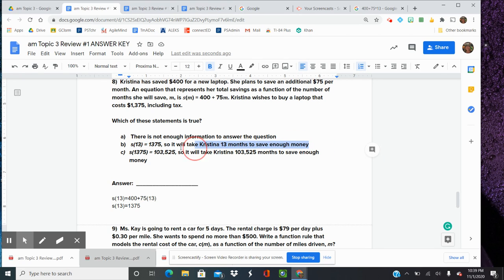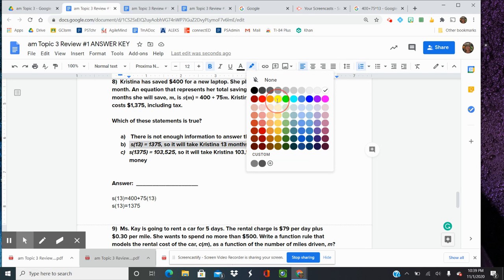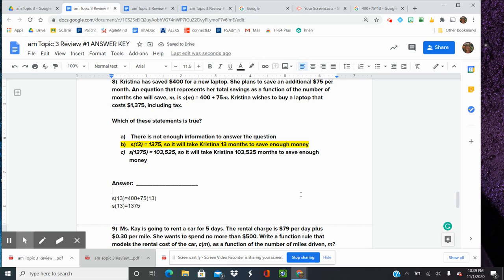That's great. Let's see if I can highlight this whole thing. Yes, I can, which means that this is a correct answer. Let's see if there's any others that make sense though. S of 1375 equals 1,003,525. That's actually saying that it's going to take Christina, well, okay, it's not saying that. This statement C is completely wrong. It's saying that it's going to take 103,525 months to save enough money.